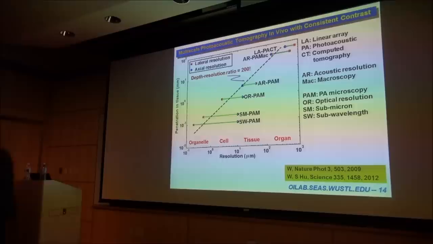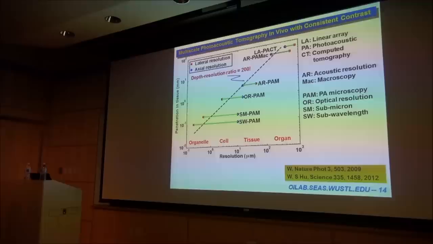There are many advantages. One of the key advantages, I think, is the multi-scale imaging capability in vivo with consistent contrast. Light absorption is the major contrast. We use the same contrast mechanism. Why is that important? This is a plot of penetration versus spatial resolution. You can see photoacoustics allows you to image from organelles through cells, tissues, all the way to organs.